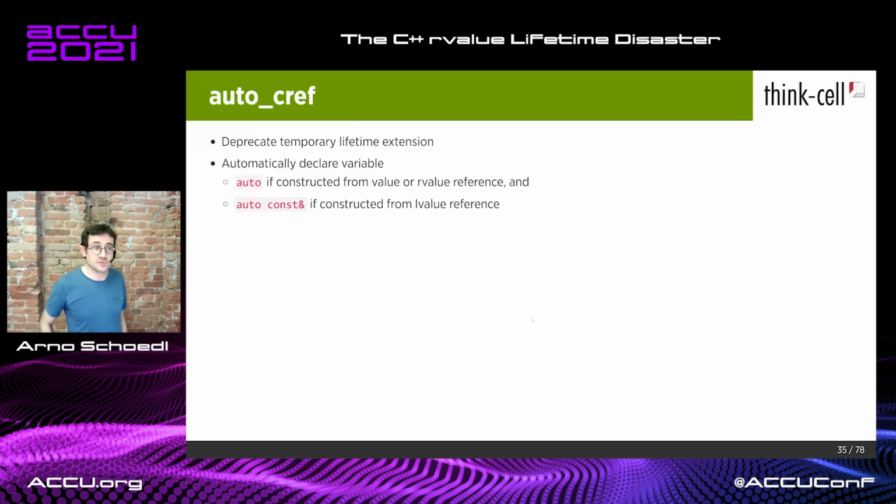So what do we do? I think we should throw away temporary lifetime extension. It just doesn't work in modern generic code. What we really want is to not lie. What we want is to automatically declare a variable, a value, if a value is being returned, and an lvalue reference if an lvalue reference is returned. And that way, the code that is using that variable can actually reason about its type and can reason about the lifetime and do the right thing based on that information.